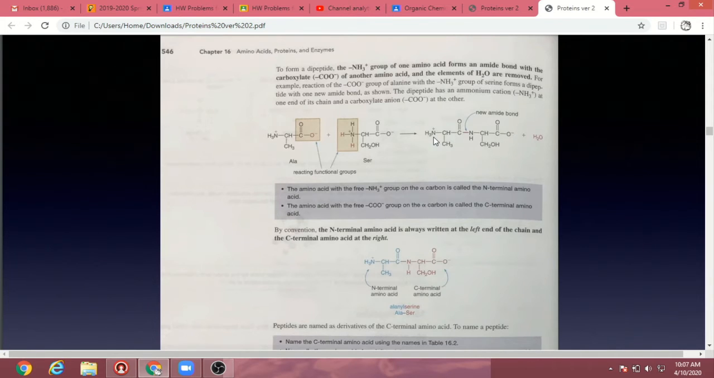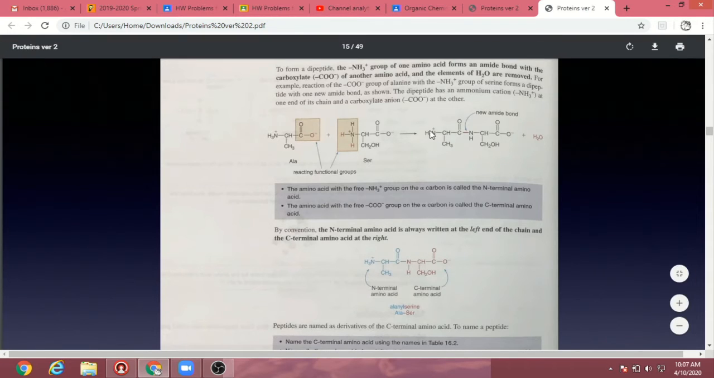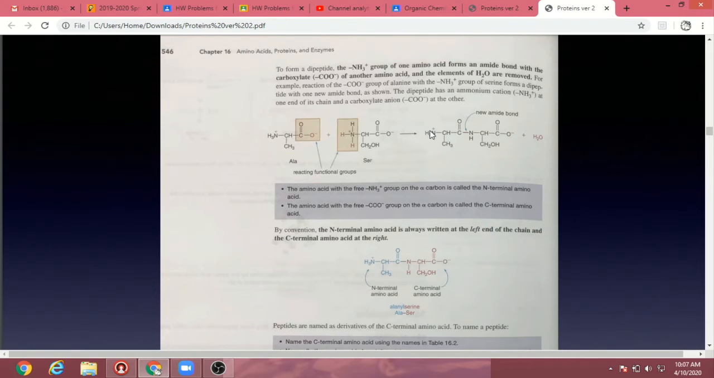And the way we get that name is, you see how it's on the terminal end of the peptide? Like this is the beginning, but it's still the end, right? It's at a terminal end. And so this would be the N-terminal, and the N stands for the nitrogen. So this is the N-terminal amino acid.